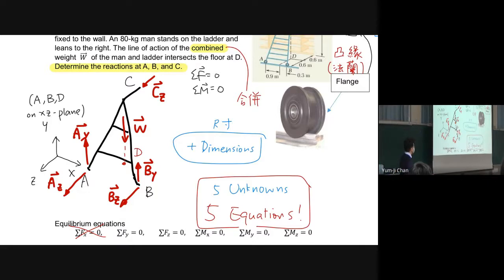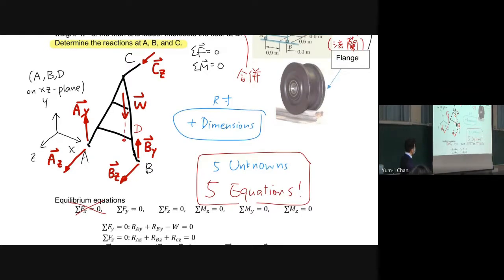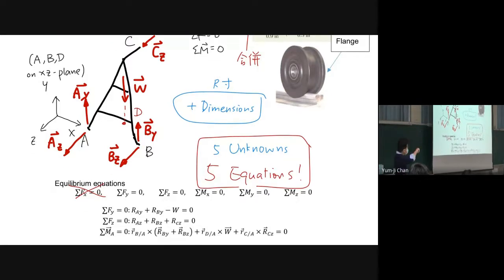Now, after we have 5 unknowns and 5 equations, you can work them out to determine all the unknowns. I've given you 3 equations, and I think you can work out from these 3, or you need all 5 of them, and this is in the textbook.